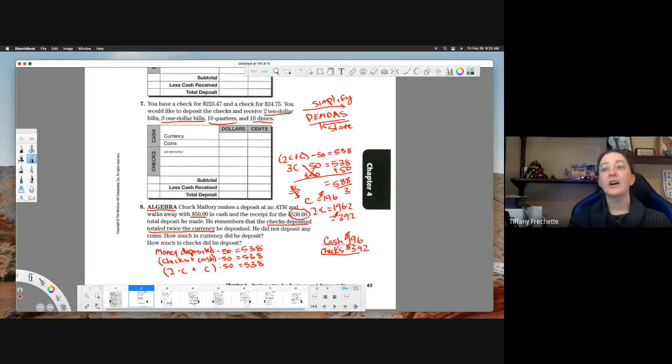Not necessarily a difficult problem, but definitely you have to remember those steps. And we are definitely using some beginnings of the algebra class. This is a two-step equation that we have to simplify and then solve. All right, well, I hope that helped, and I will see you in section 2.